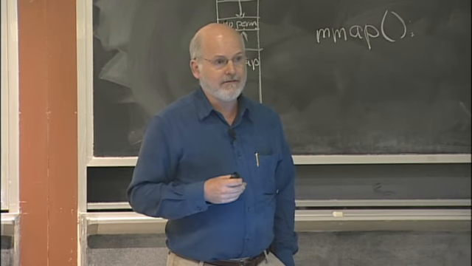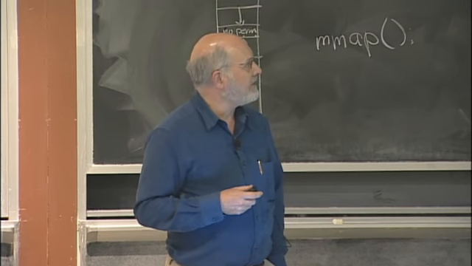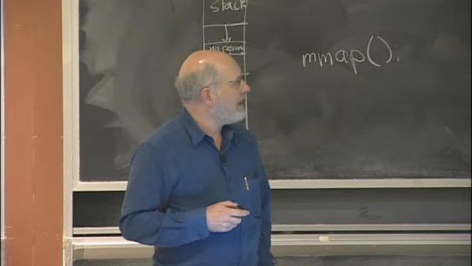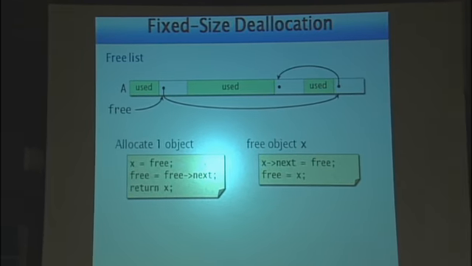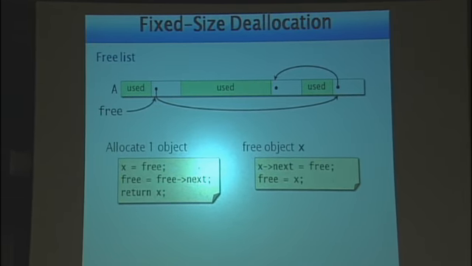Let's take a look at what happens when I free an item. If I want to free an object X, I take some object X here. Let's say it's this guy that's being freed. What I do is I make it point to the first element of the list. So basically, next equals free. So he basically points there.